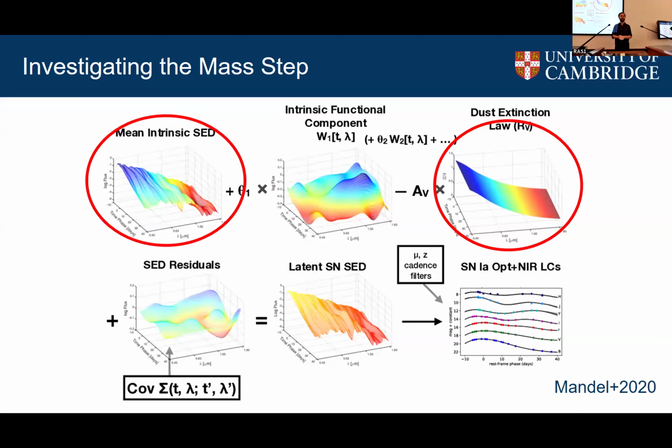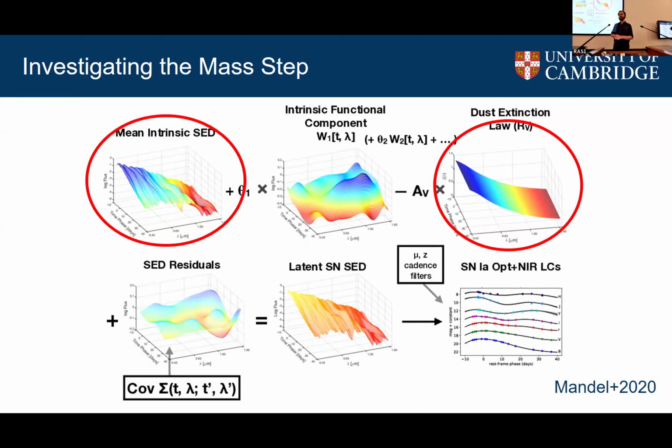Now, how can we apply this within the context of the mass step? Like I mentioned, we have this ongoing debate about whether it is an intrinsic difference, some difference in the mean intrinsic SED, or just the result of dust. Maybe it's just some difference in the dust extinction term. How can we tell those two things apart? The advantage of doing this kind of population inference is that we can allow for separate population distributions on either side of the mass step. So separate dust distributions and also differences in the mean intrinsic SED.